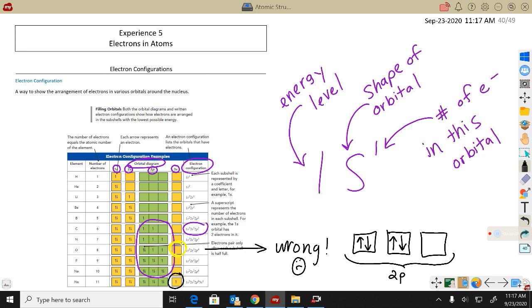All right, so this is a good example of 2 different shorthand ways of showing how electrons are distributed in an atom. And I like them both, for different reasons.